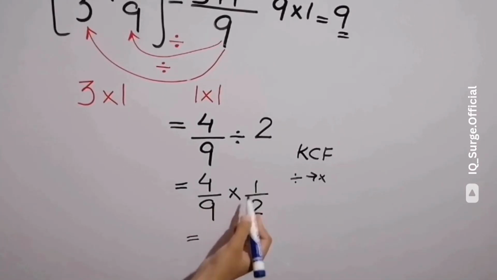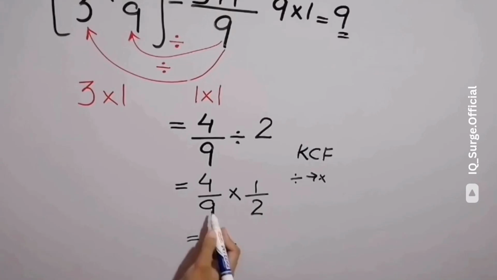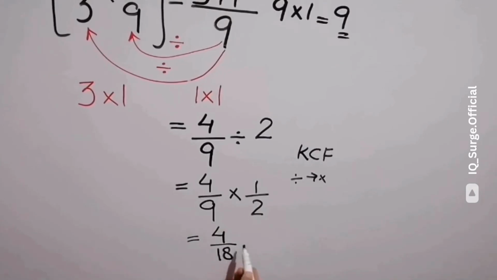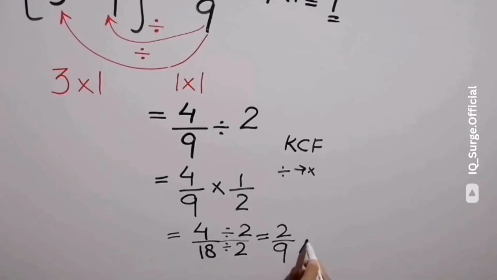So 4 times 1 equals 4. And 9 times 2 equals 18. As you can see, the numerator and the denominator are divisible by 2. We divide both by 2, simplify, and get the answer. 2 over 9 is the final answer of this question.